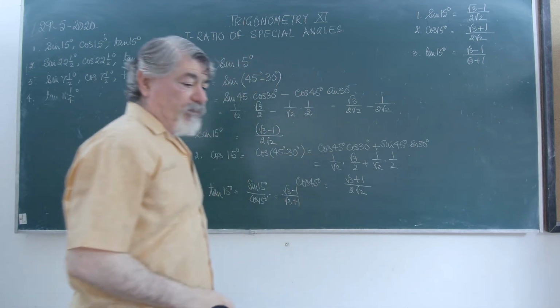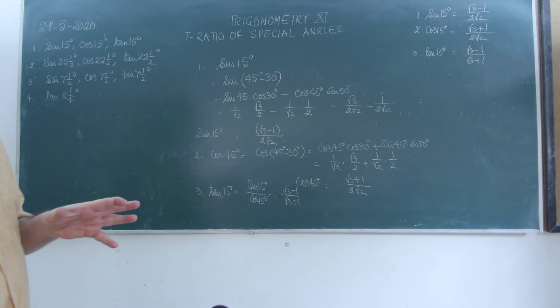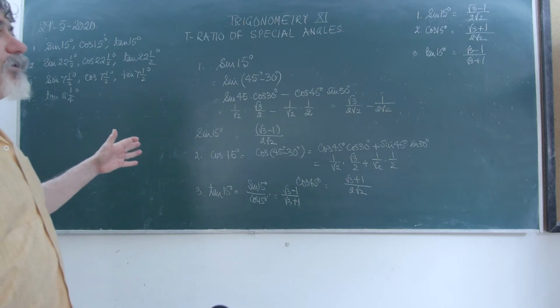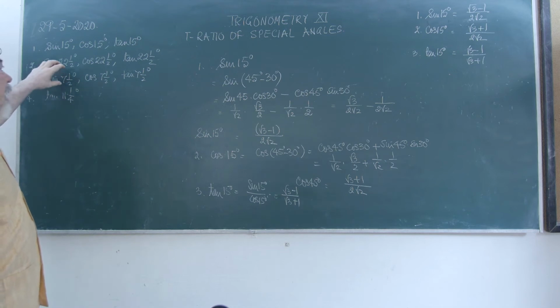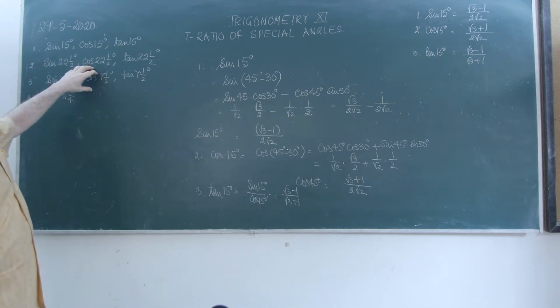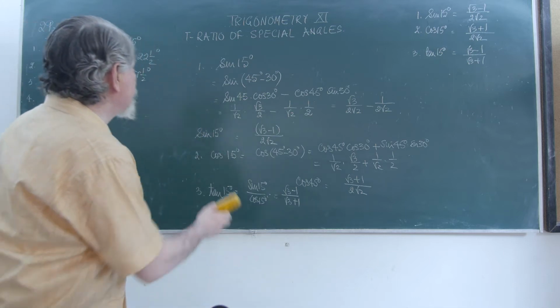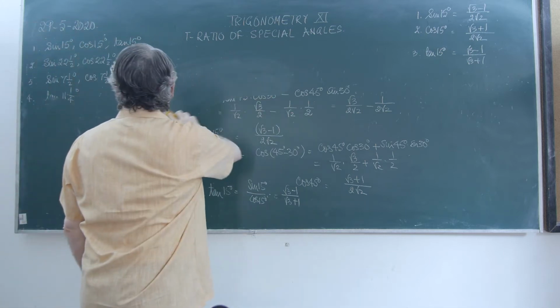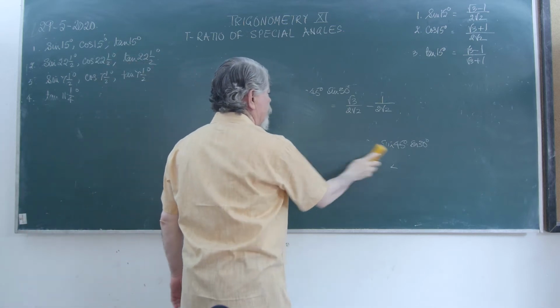So we have been able to calculate the value of sine 15, cos 15 and tan 15. Though they are very simple values, I calculated them because we'll need them when we will be calculating sine 7.5, cos 7.5 and tan 7.5. Now let us calculate the value of sine 22.5.